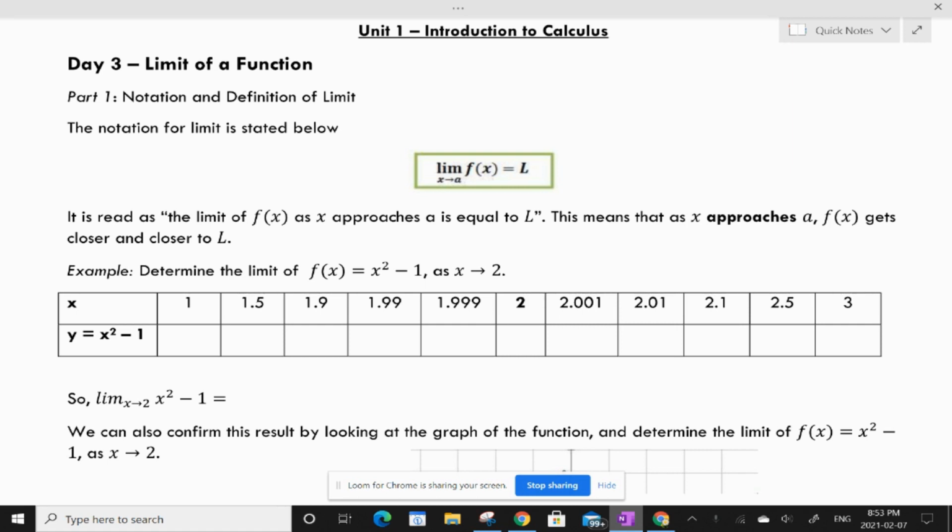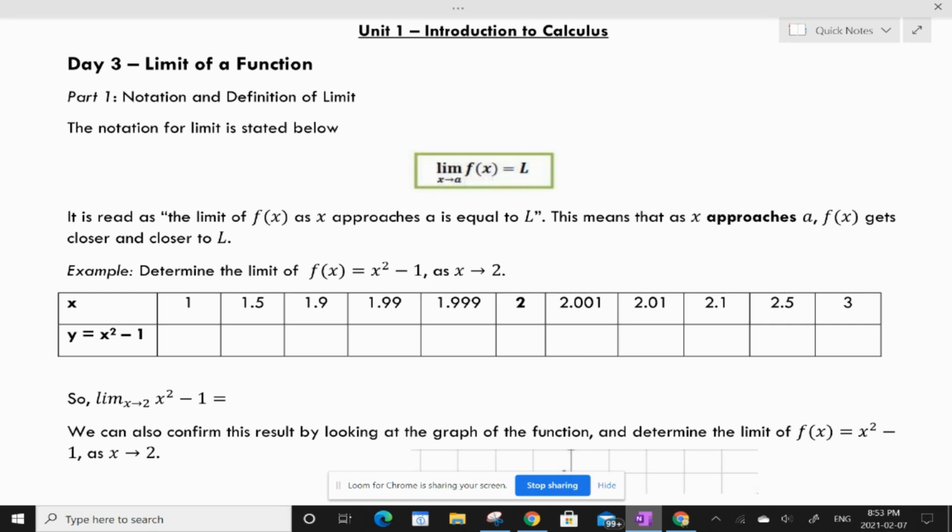Now, L could be a number, it could be infinity, it could be negative infinity. It could also be does not exist. We'll get to that a little bit later on. So this basically implies that as x is getting closer to a number, your function, f of x, is also getting close to something, be it a number, infinity, or negative infinity.